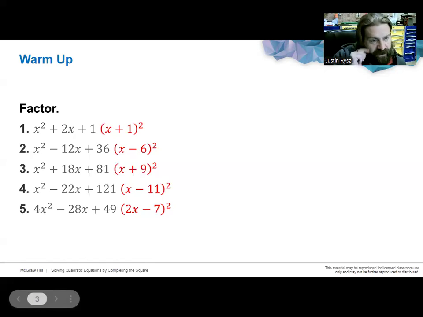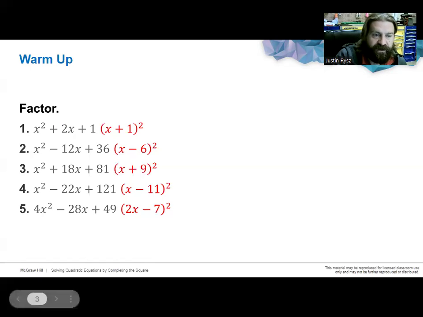Here we go. Now, if we notice these numbers in the middle, we can cut them in half and square them to get the last number. So notice there, if I take the 2, cut it in half, square it, I get 1. 12 cut in half is 6, or negative 6. If I square negative 6, it's still positive 36.